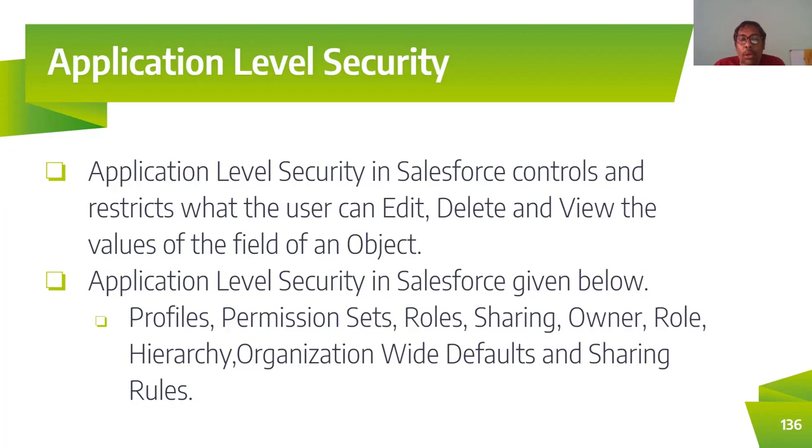Then coming to organization-wide defaults, first we create the organization-wide default on a particular object, whether you're going to make it private, public, or something else. After that, on top of the organization-wide default, you're going to create a sharing rule. With the help of a sharing rule, the particular records will be shown only to specific users. Only to the particular users will the records be assigned, and they will have access to it, right? All these things we're going to discuss in application level security.